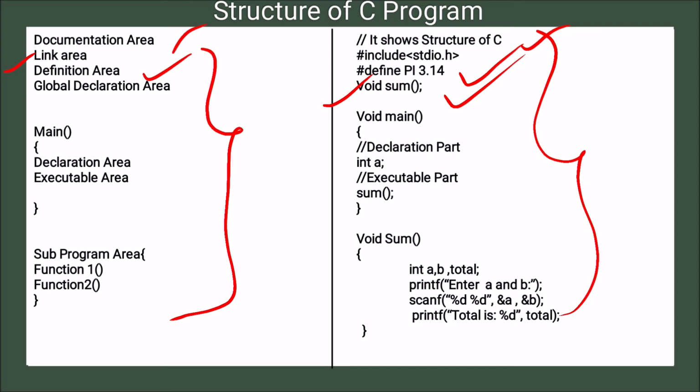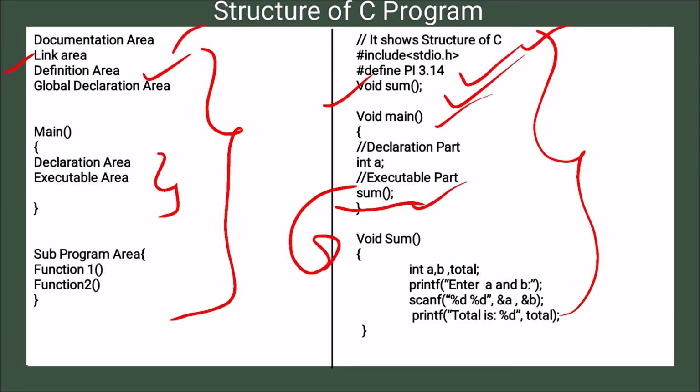Then comes the main function. The main function is shown here, which is why it says void main. In the main function there is again a declaration area and an executable area, meaning we declare variables and then execute. In the declaration part, we declare one variable a whose data type is integer. The next is the executable part, in which we call the sum function. Sum is a function which we call from here, so execution goes directly to this function.